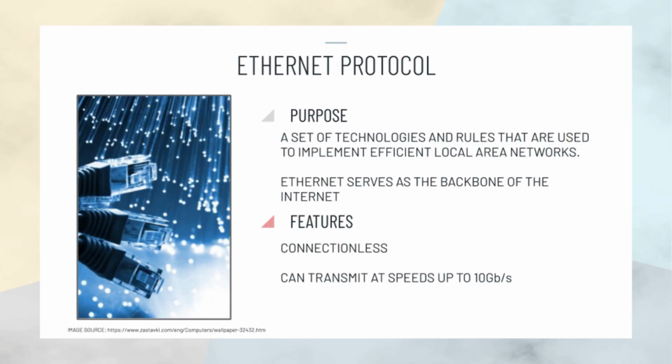Ethernet is a popular network protocol that allows users within geographic proximity to transmit data to each other at relatively high speeds, meaning anywhere from 100 megabits per second up to 10 gigabits per second. In other words, it is used to implement efficient local area networks.